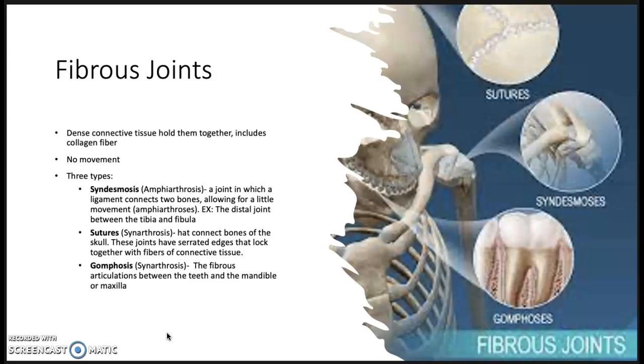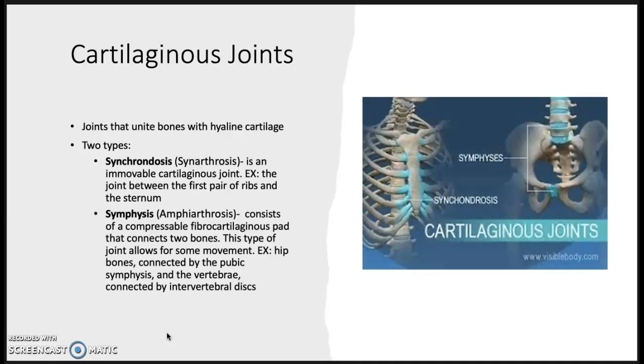In the different groups of joints, group 1, I have the fibrous joints, which are non-movable. Dense connective tissue holds them together, which includes collagen fiber. The syndesmosis is a joint in which a ligament connects two bones allowing for a little movement. An example of that would be the distal joint between the tibia and the fibula. The sutures connect the bones of the skull. These joints have serrated edges that lock together with fibers of connective tissue. Then you have the gomphosis, which is the fibrous articulation between the teeth and the mandible or maxilla.